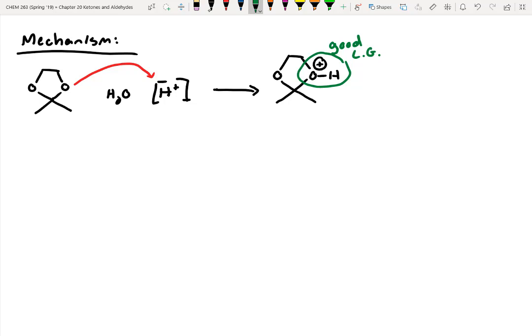So we can show this a variety of different ways. You can either show it falling off in one step, or you can show it being shoved off. I'm kind of a fan of showing the shoving off. So the lone pair from this oxygen will kind of clamp down and kick off that leaving group. Doesn't really matter which way you show it though. All right, we still have water hanging around, so I'm going to show that over here.